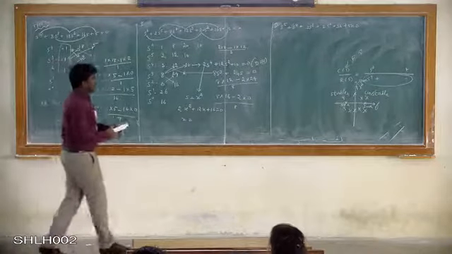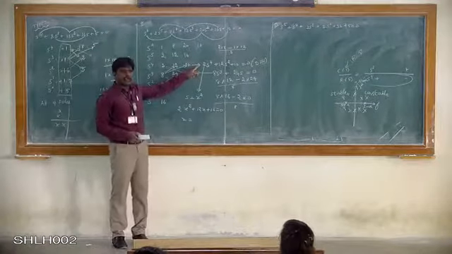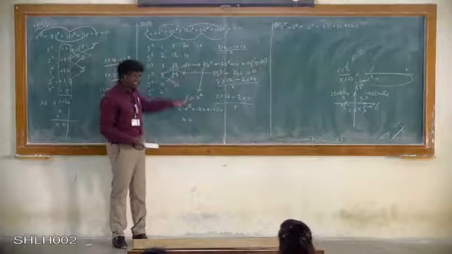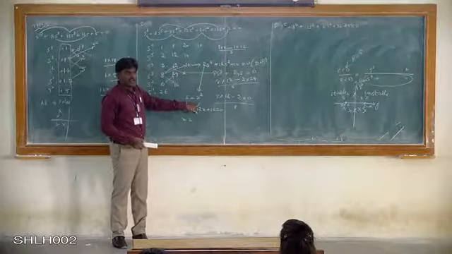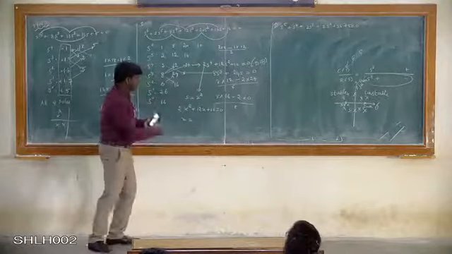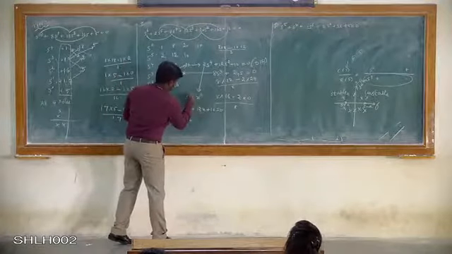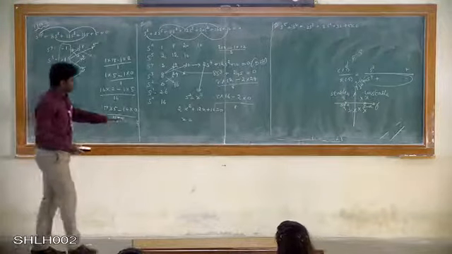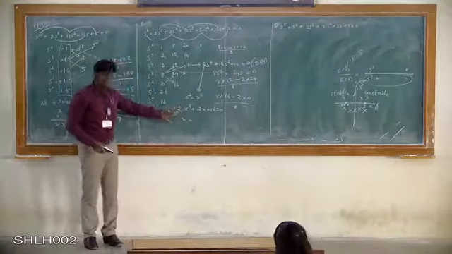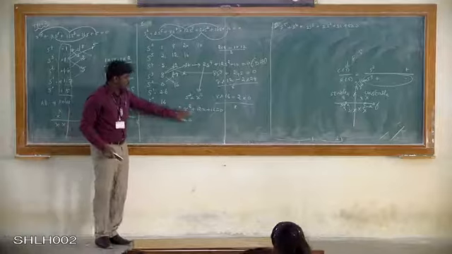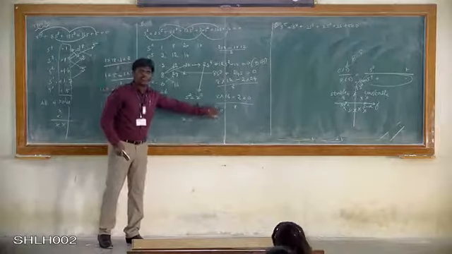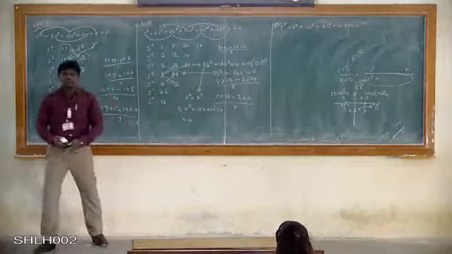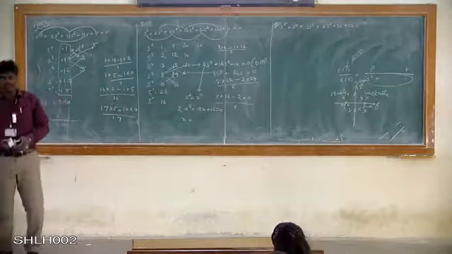Just listen, I have written this equation and I have substituted s squared is equal to x. Then the equation will become 2x squared plus 12x plus 16 is equal to 0. Now find the roots for this equation.